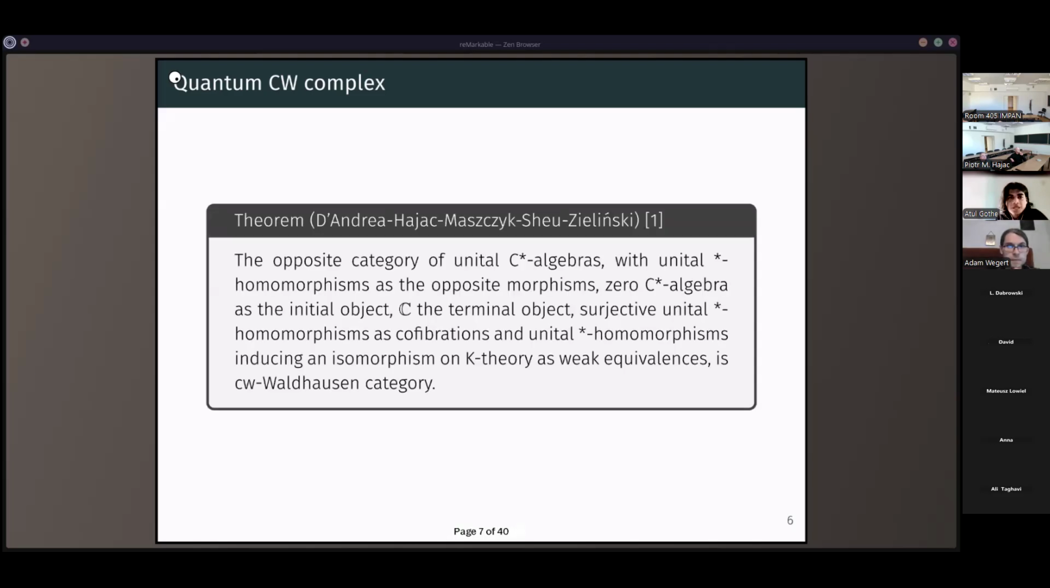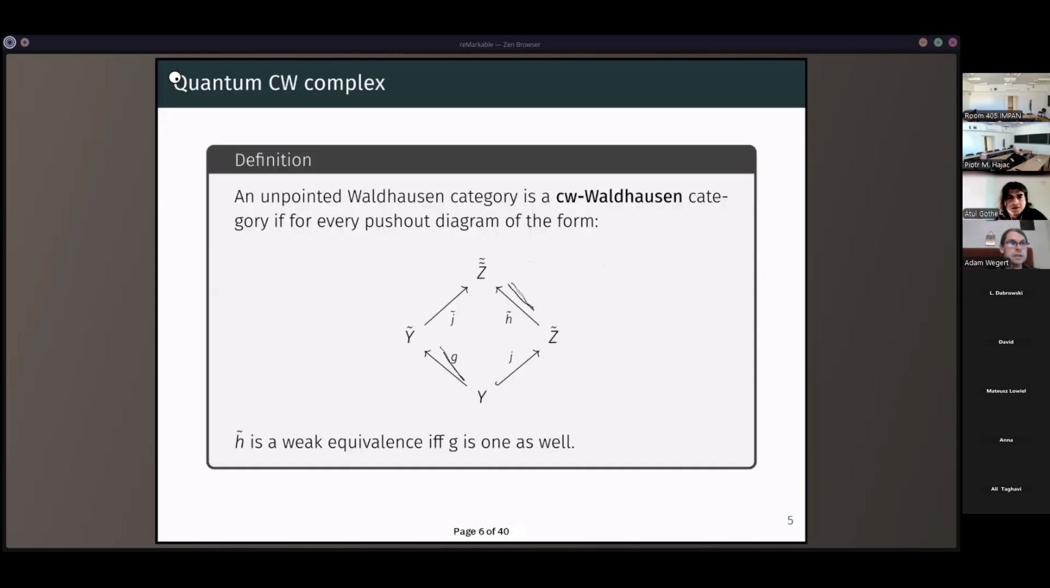Sorry, may I ask a question? Yeah, sure. You mentioned that this homotopy category is an example of a Waldhausen category. So what are the weak equivalences? Weak equivalences would be continuous functions which are homotopy equivalences.